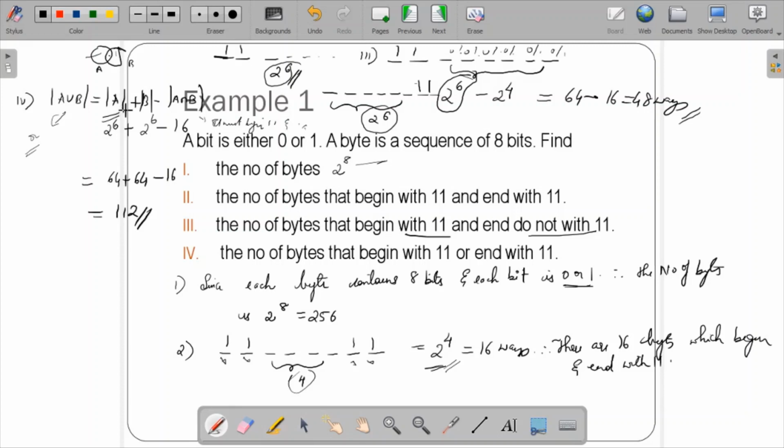What is just A? The possible ways when you arrange it beginning with 1 1: the remaining ways is 2 to the power 6. What is B? It is also 2 to the power 6 ways you can arrange, with the ending being 1 1. So we have 2 to the power 6 plus 2 to the power 6 minus A intersection B, that is begin with 1 1 and end with 1 1, which is 2 to the power 4. So that is 16. Totally 64 plus 64 minus 16 equals 112. So this is regarding example 1.